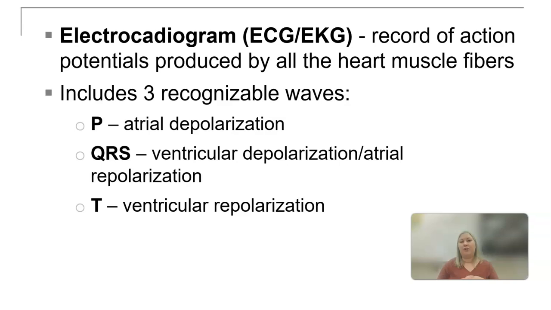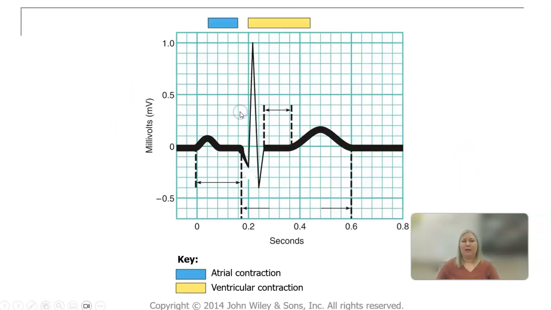So for any heart patient that is looking to see if this conduction system is working, the test they're going to have is called an electrocardiogram, an ECG or EKG. They're the same thing. And what happens is it creates a picture of the nerve impulses as they travel through the heart. It includes 3 recognizable waves, at least if you're a cardiologist, the P wave, the QRS wave, and then the T wave. Let's just look really quickly at this before we run out of time.